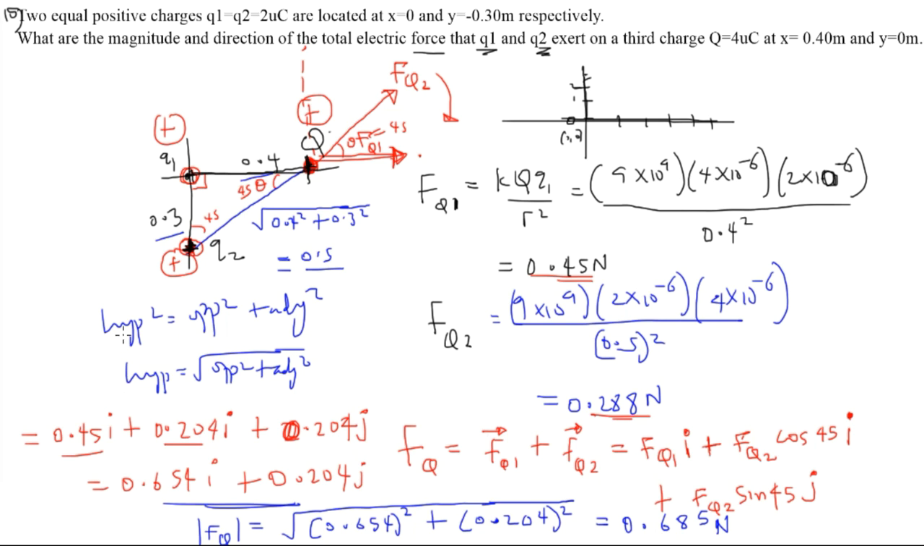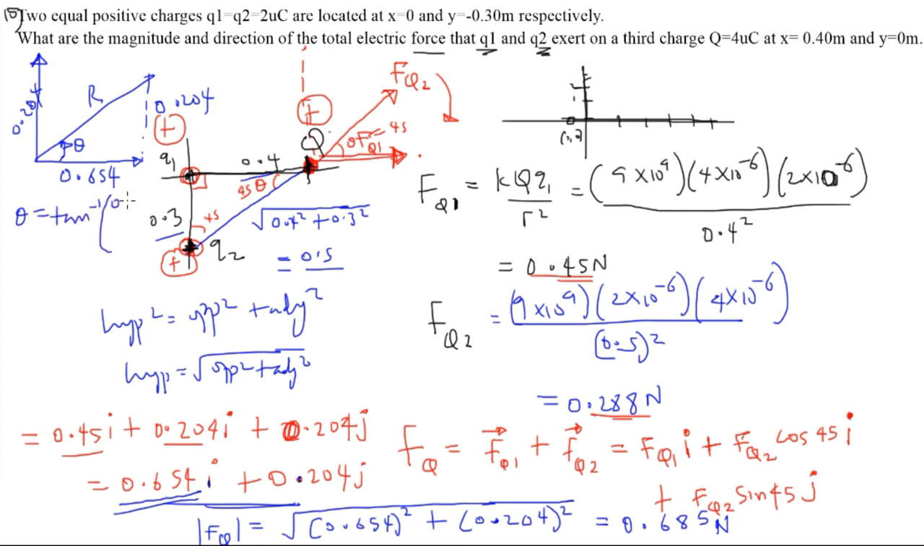Now, to note its direction, that means the force is like this, because we have positive, and the I means on the positive x-axis, so we have 0.654, and we also have 0.204 on the positive y-axis. So the resultant is a line from the middle with angle theta right here to show the direction. Angle theta here means that this is the opposite, and the opposite is the same thing as this line, that's 0.204. So angle theta is equal to arctan of 0.204 divided by 0.654.